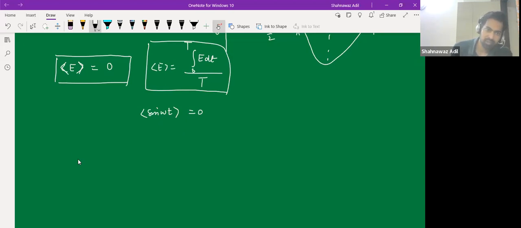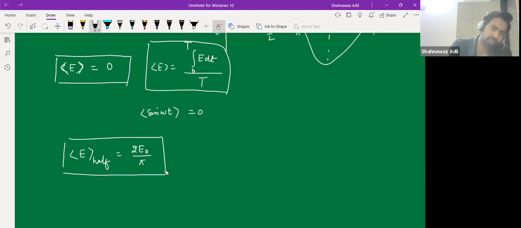Similarly, we also calculated the average EMF in half cycle. Any of you guys remember this? What was this value? Arsha and Mariam, do you remember? Yes, 2 E naught by pi. This was the average EMF in half cycle.